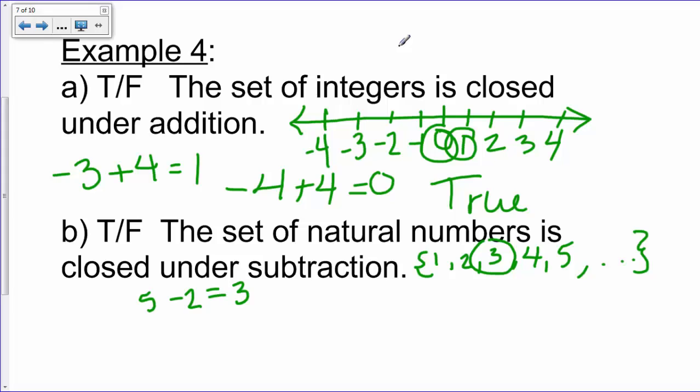But what if I take 2 minus 5? Well, 2 minus 5 is going to give me -3. So is -3 a counting number or a natural number? The answer to that is no. So we are going to say that that is false. And that's it for lesson 1.